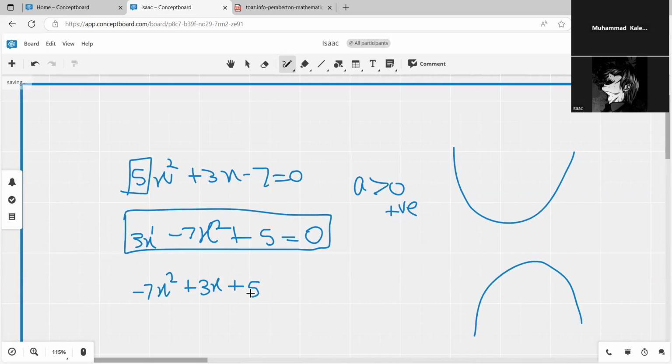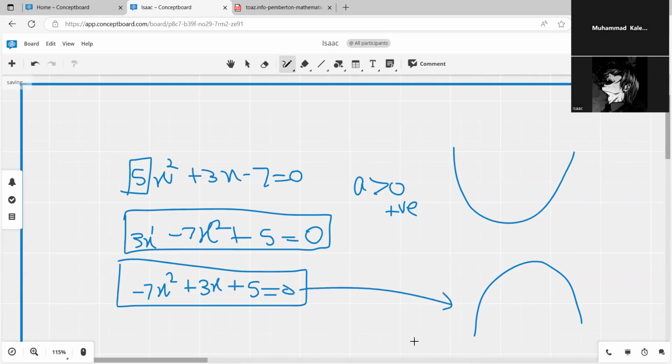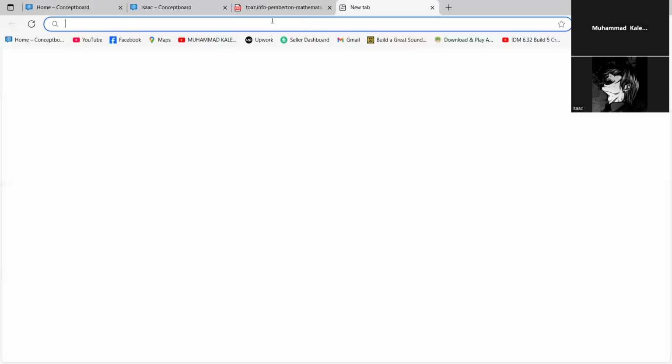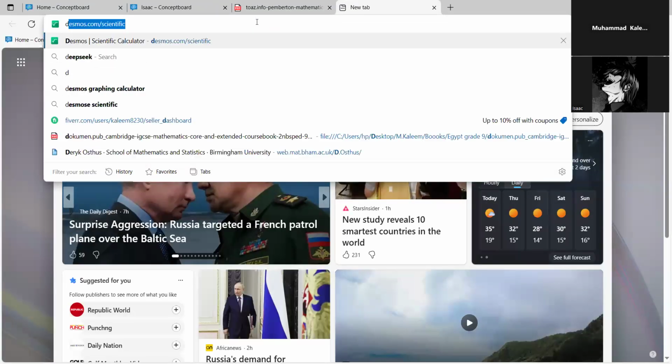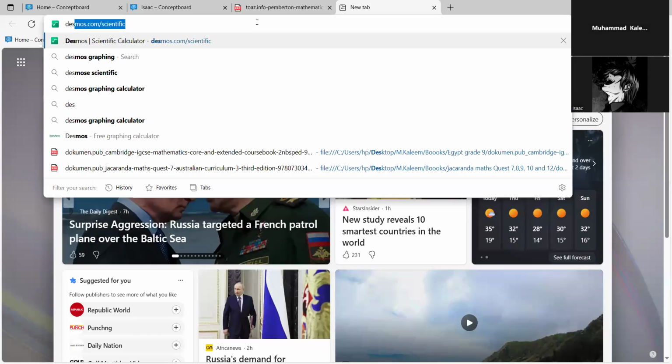Got it? So if I sketch the graph of this equation, its graph will be like this. It will be a parabola down. If I sketch the graph of this kind of equation, its graph will be like this. Let me show you with an example. It's just for example, okay?